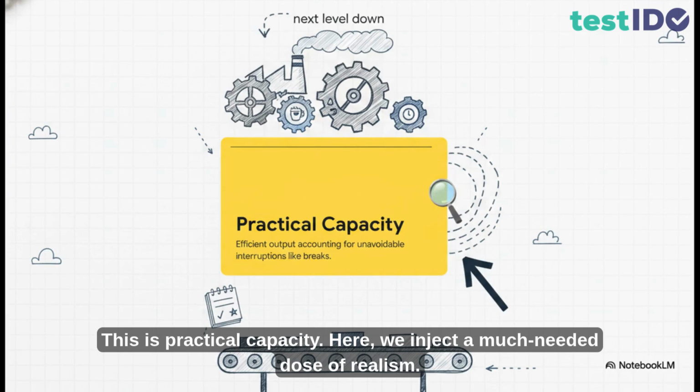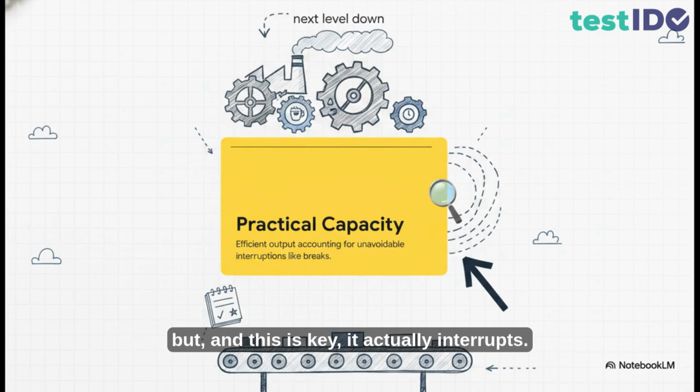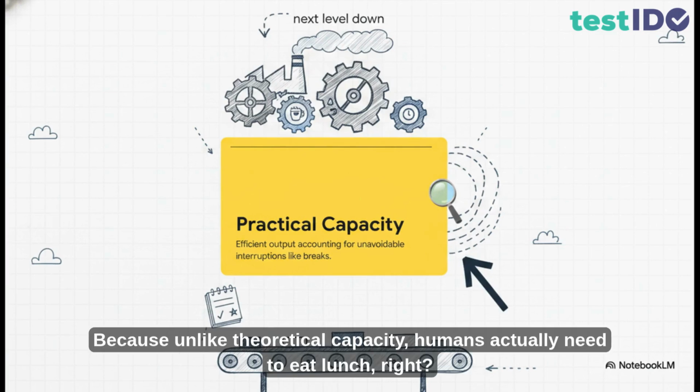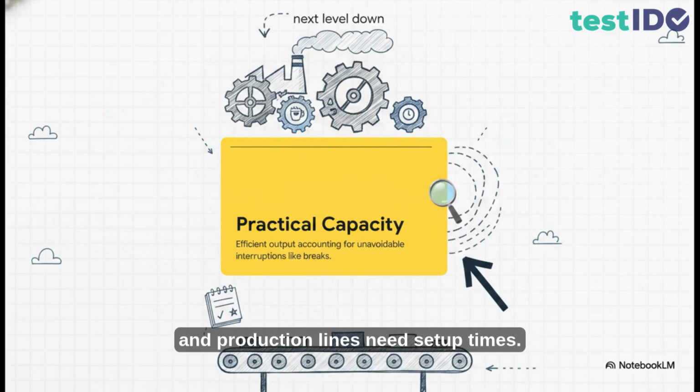This is practical capacity. Here we inject a much-needed dose of realism. Practical capacity is the maximum output where a plant can operate efficiently, but, and this is key, it actually accounts for unavoidable interruptions. Because unlike theoretical capacity, humans actually need to eat lunch, right? Machines eventually need oil, workers need their breaks and holidays, and production lines need setup times.